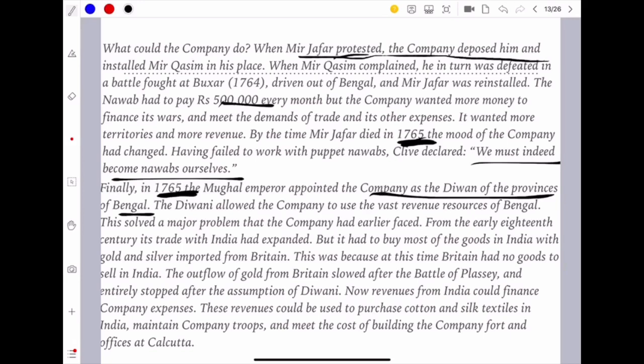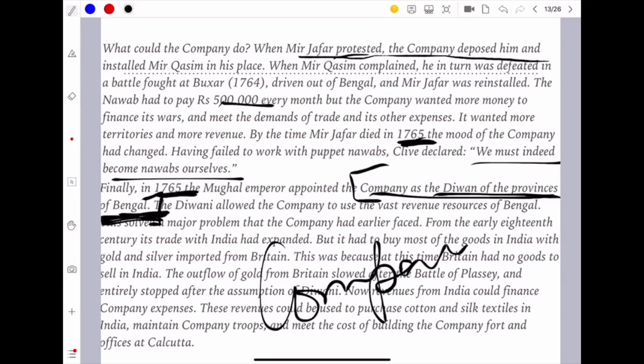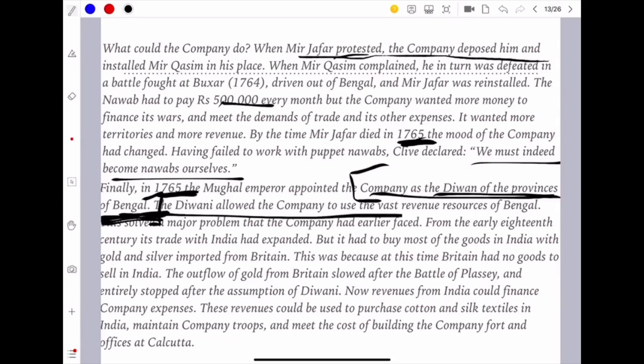It is a very important thing. Diwan of the Provinces here means that now the company had the right to collect revenue from the people. Diwani allowed the company to use the vast revenue sources of Bengal, solving a major problem it had faced earlier.